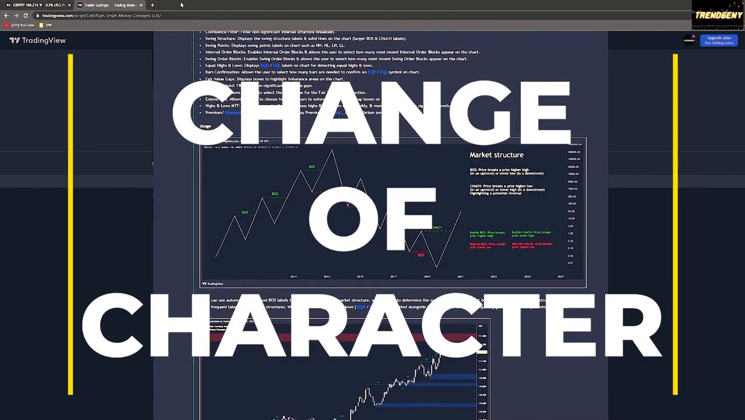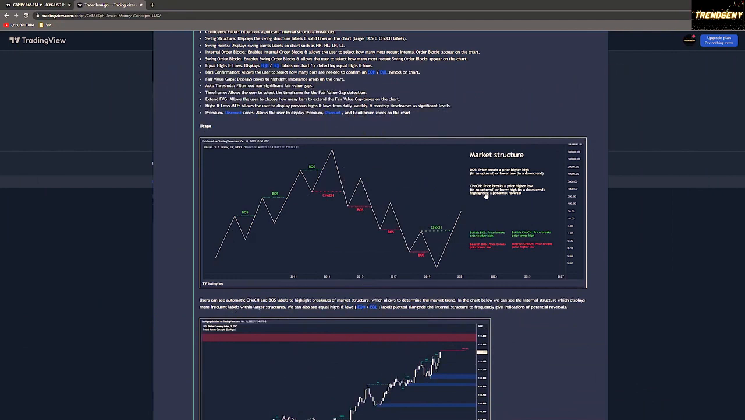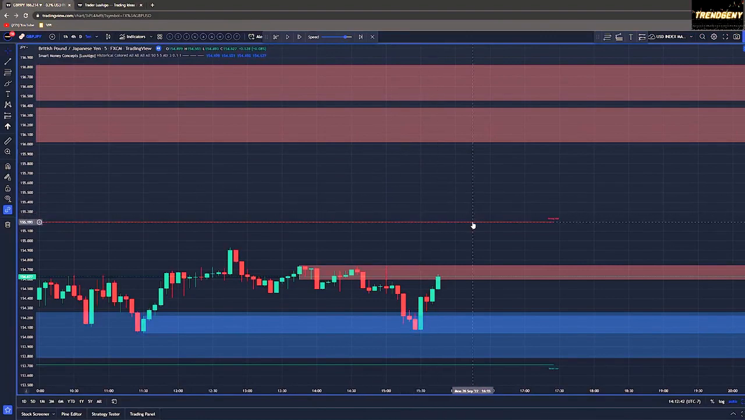With the change of character, or the CHOCH, price breaks a prior higher low in an uptrend or lower high in a downtrend, highlighting a potential reversal. This is really just showing when there's a potential new trend forming in the opposite direction. And the one thing that I notice is that it typically relates to when we can prepare for this break and change in direction and trend.